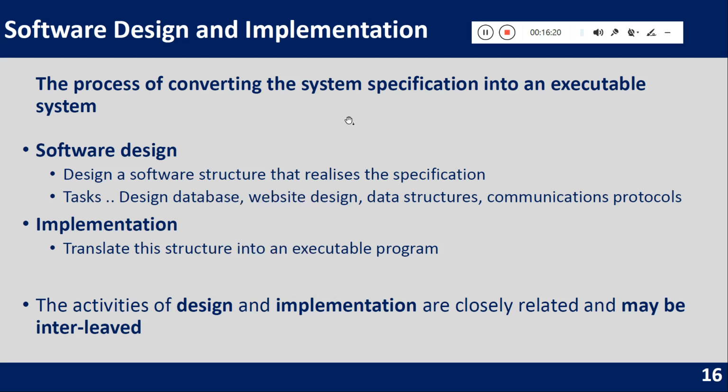Then we have two parts: software design and implementation. Software design is designing the software structure to realize the specification, such as designing databases, website structure, and communication protocols. Implementation translates this structure into an executable program. The activities of design and implementation are closely related and may be interlinked. This is very important.